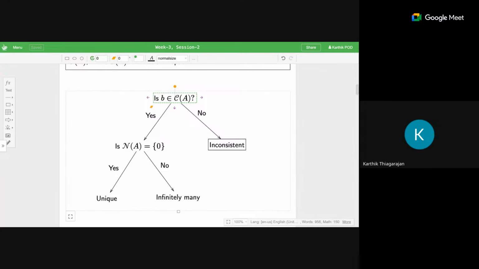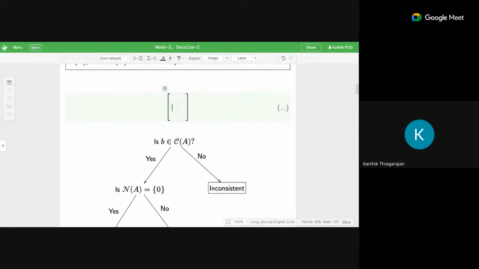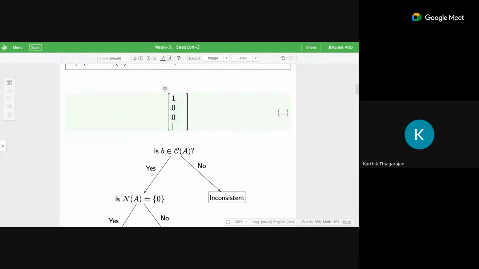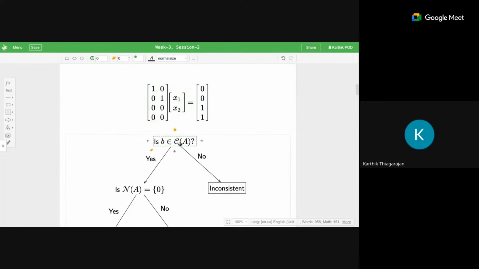Yes. So I could have a system with full column rank. For example, this is 1 0 0 0. This is one equation, right? So this is AX, so this is x1 x2, x1 x2 only, equal to 0 0. So this is an example of a system where A has full column rank, but it's still inconsistent, because B has to be in the column space of A, which it is not in this case.